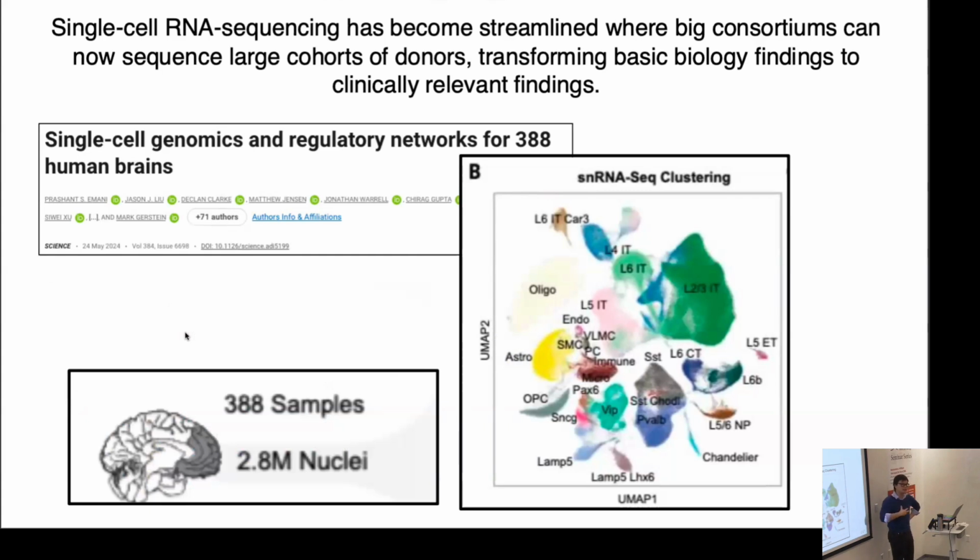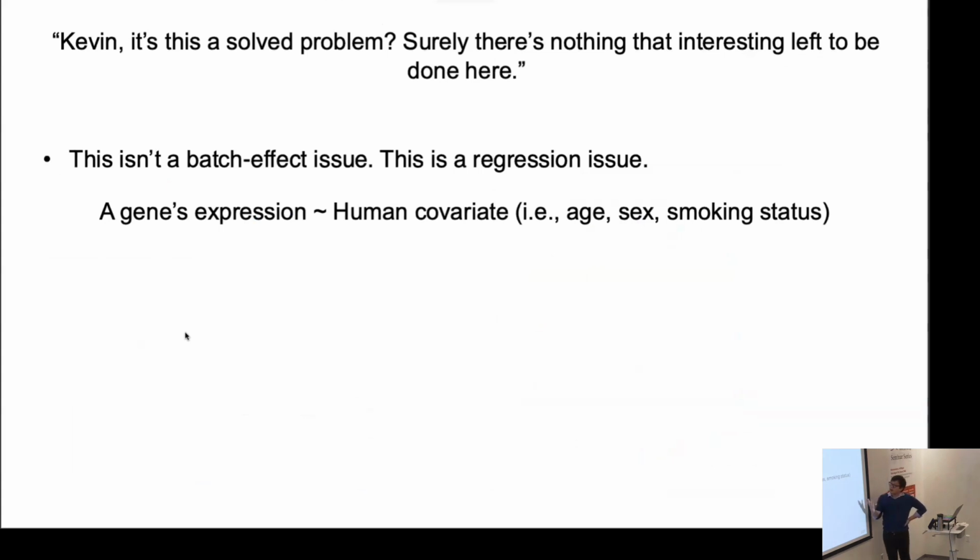So this is just to give you a sense that these cohorts are getting bigger and bigger. They probably won't break into the thousands anytime soon, but they're certainly quite computationally massive nowadays. And so the question is, okay, so let's say I want to do differential gene expression testing.